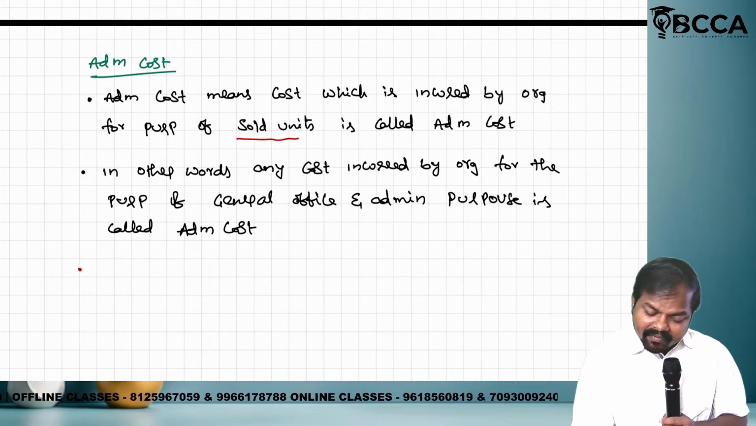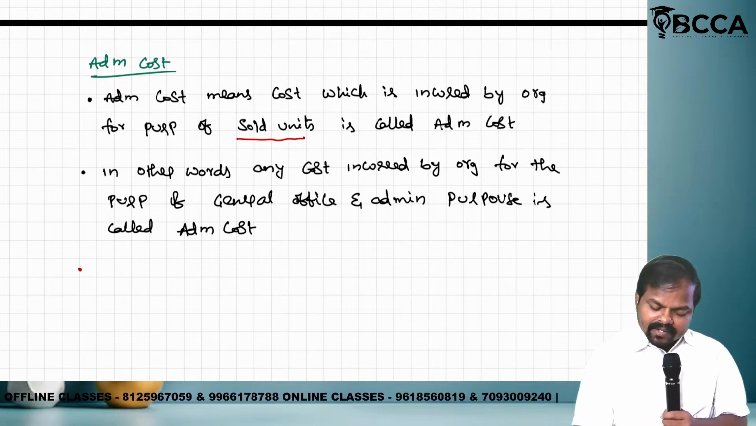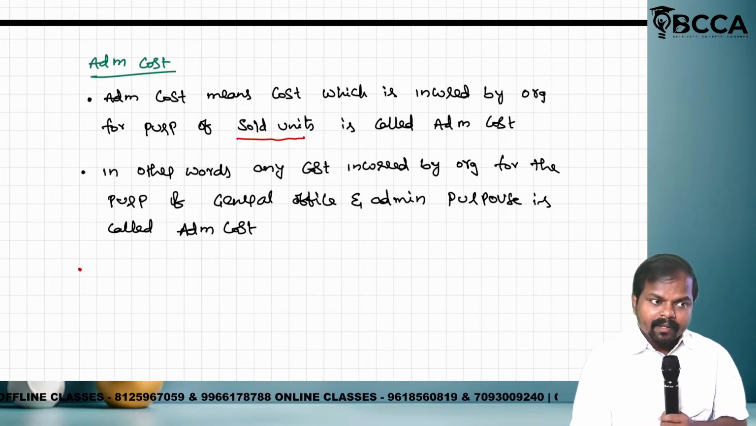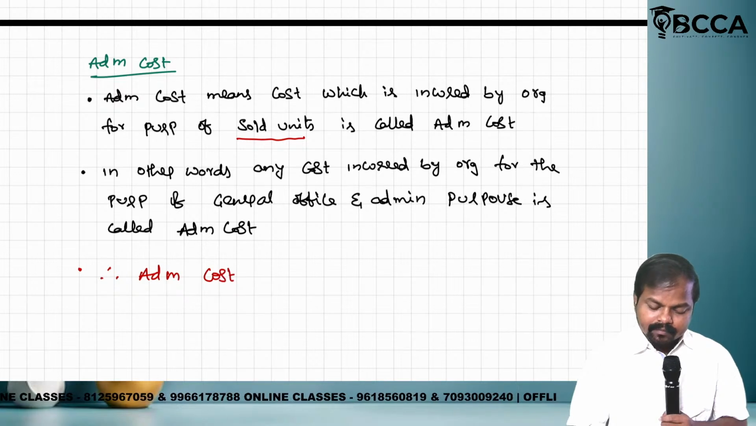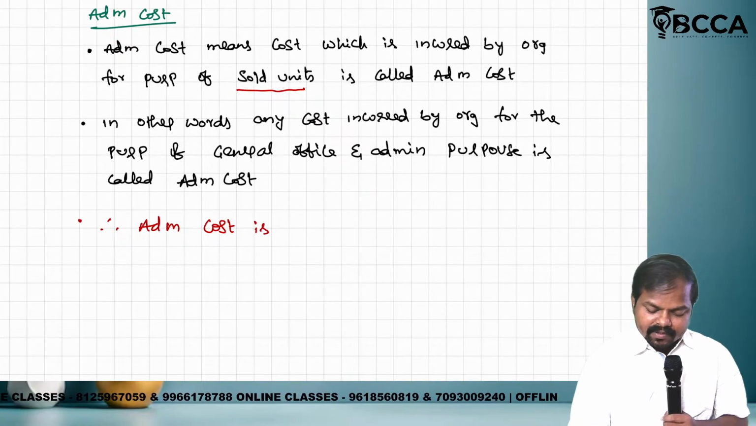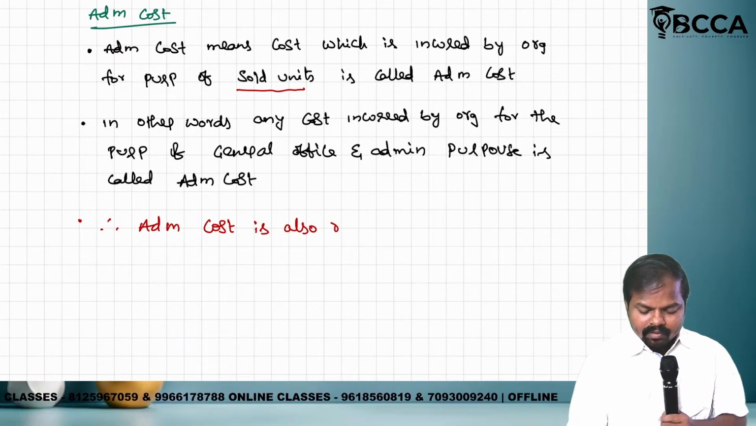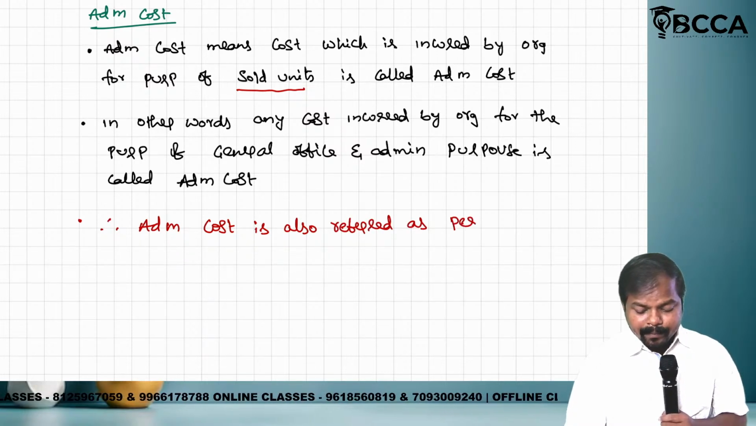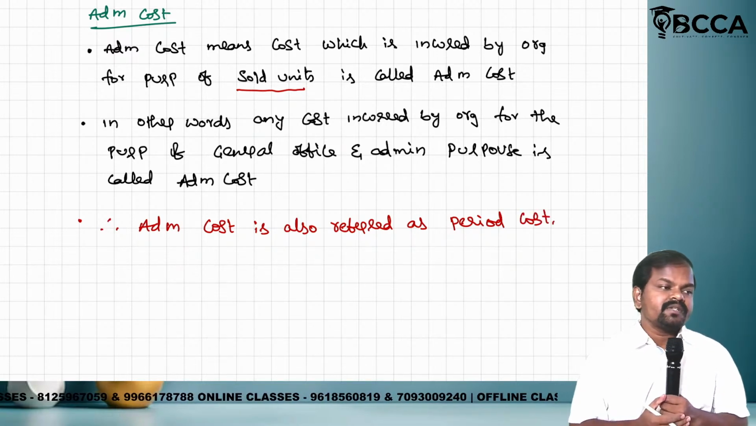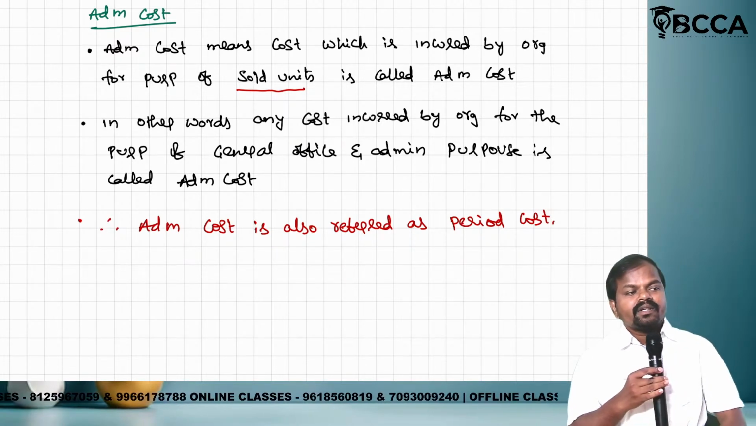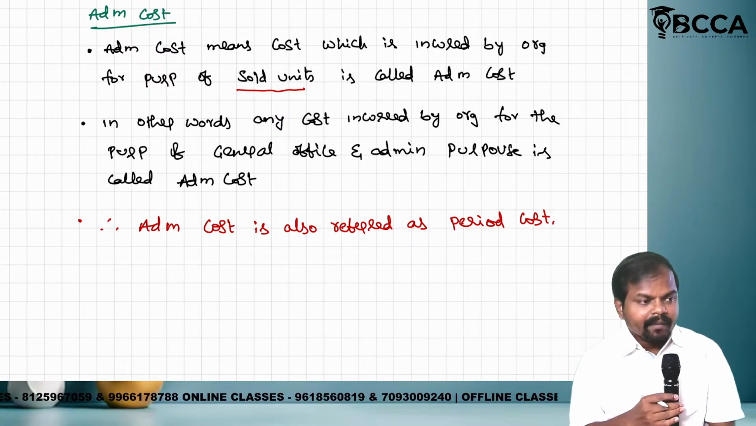They are incurred for what purpose? That is the reason we can say that administration cost is also referred to as period cost. Administration cost is also known as period cost. Till now clear?